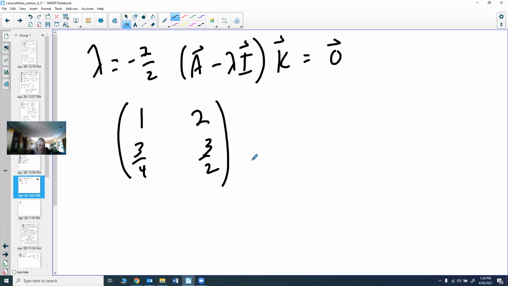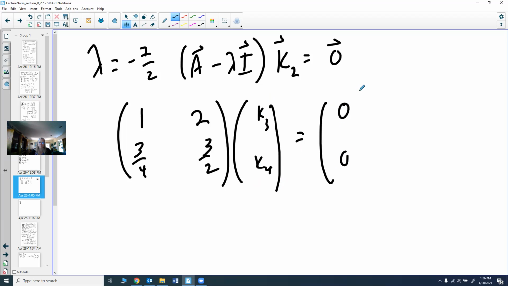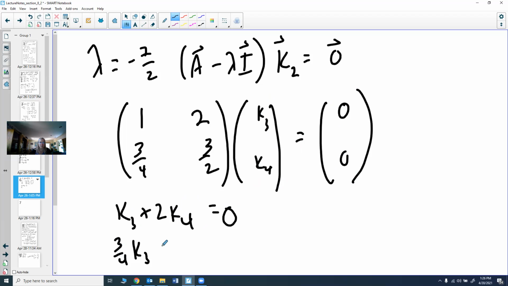Okay, so we have this matrix. This again, we're going to call K2. You can call these something different if you want. You can call them K1, K2, you can call them K3, K4. It doesn't really matter because they're not important in the final answer. And this is going to equal 0, 0. So again, K3 plus 2K4 has to equal 0. 3/4 K3 plus 3 halves K4 has to equal 0.